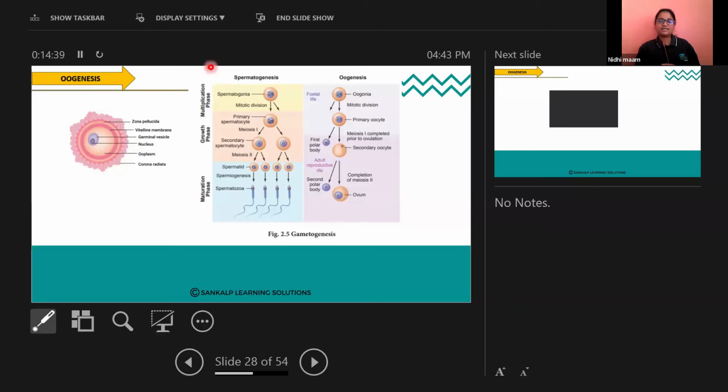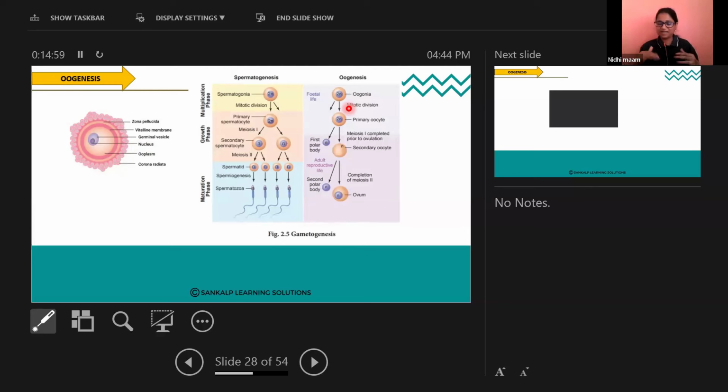So what is oogenesis? The formation of ova. Spermatogenesis is the formation of sperm. This is the formation of ova, from oogonia. Spermatogonia are sperm mother cells. Oogonia are ova mother cells.